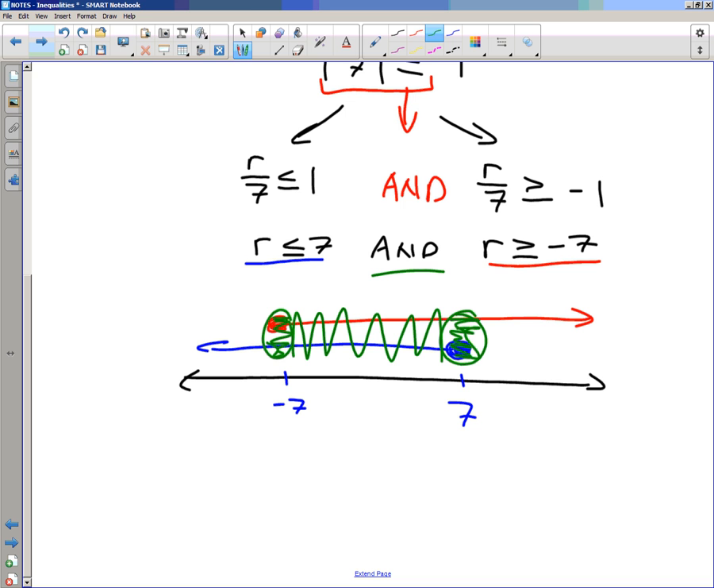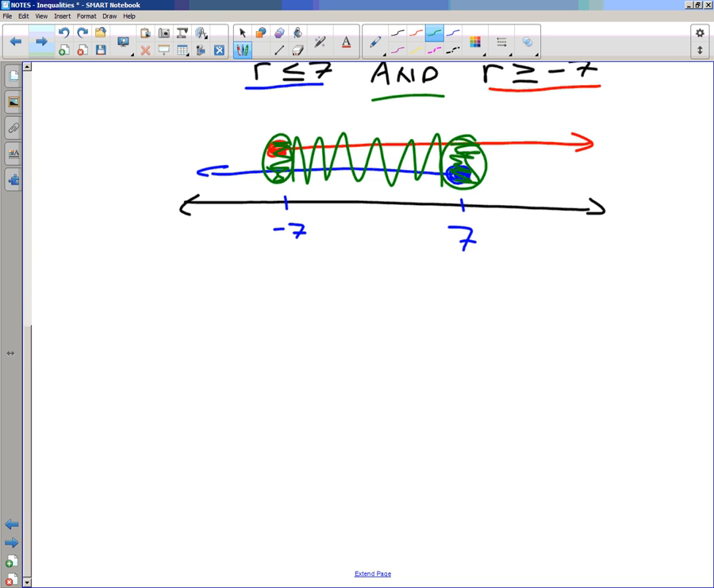Any questions about what our solution is before we write it down? All right, here we go. We're going to write down that weird thing now. So R is between negative 7 and positive 7. Signs are always going to point to the left. They're both less than or equal to. All right, stick with me here. We got a couple more to do. Any questions?